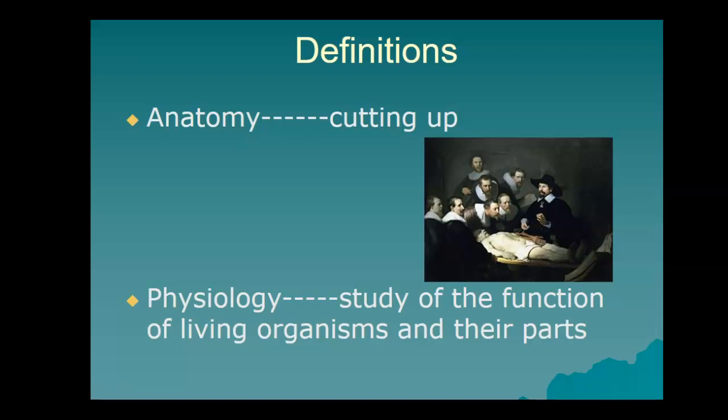So anatomy means basically cutting up, so taking a look at what's inside. Physiology, on the other hand, is taking a look at the parts and saying, hey, how do these things work together? How does that work? What does this thing do? And then finding out later on it's part of the liver. What does the liver do? What is its function? Does it work with any other parts of the human body?